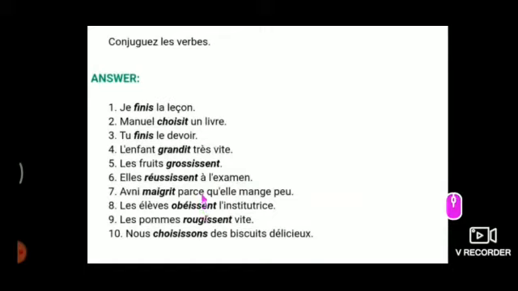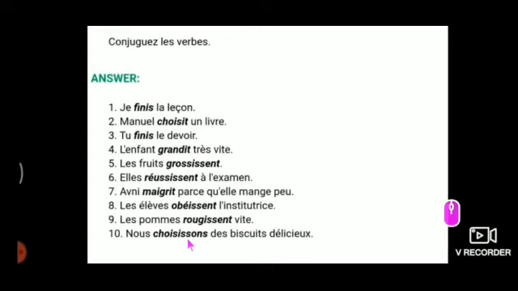Avni maigrit parce qu'elle mange peu. Les élèves obéissent l'institutrice. Les pommes rougissent vite. Nous choisissons des biscuits délicieux.